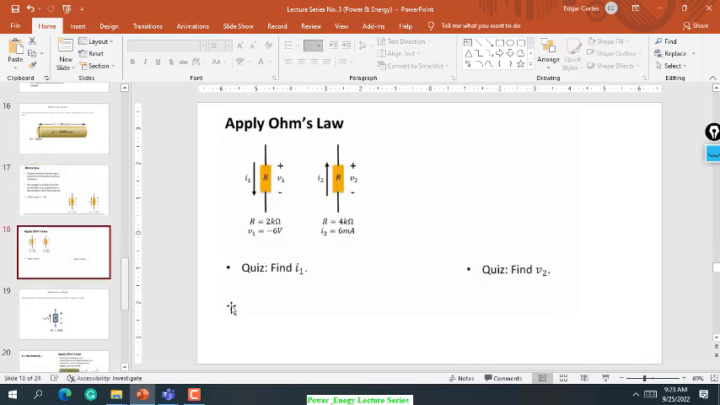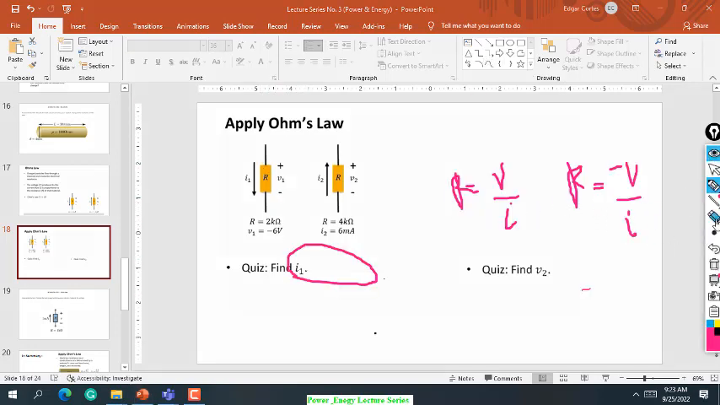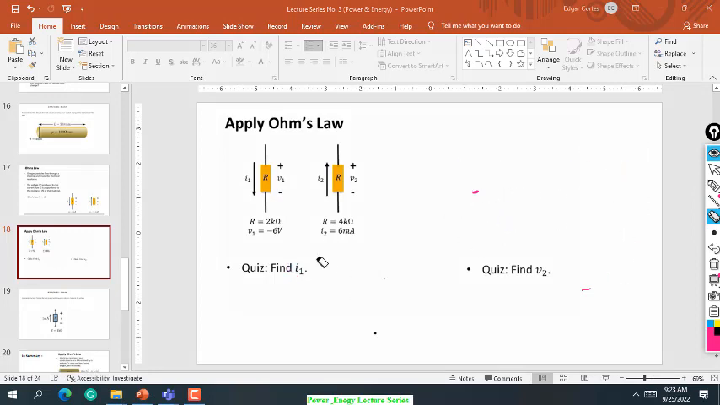So we have an example here. If we're going to apply Ohm's law here, you already know it. So in this example, how are we going to solve the problem?